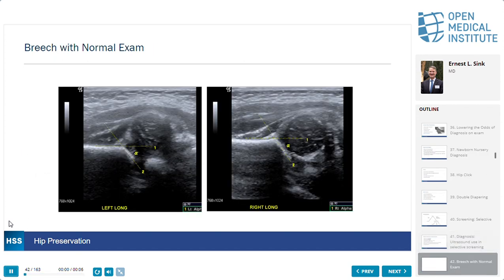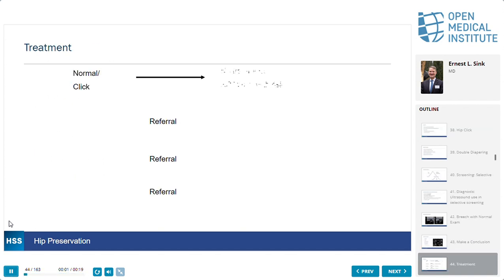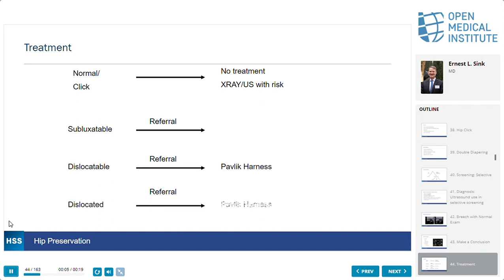So here's a breech with a normal exam, and you can see dysplastic. So you want to make a conclusion. Is it normal? Is it dysplastic? Is there subluxation or dislocation? Okay, normal, click, no treatment. If it's subluxatable or dislocatable or dislocated, then we use the Pavlik harness. But if it's subluxed or normal, you can repeat the ultrasound, and if it's not getting better, I think even treatment in the Pavlik for 6 weeks or the brace is good.